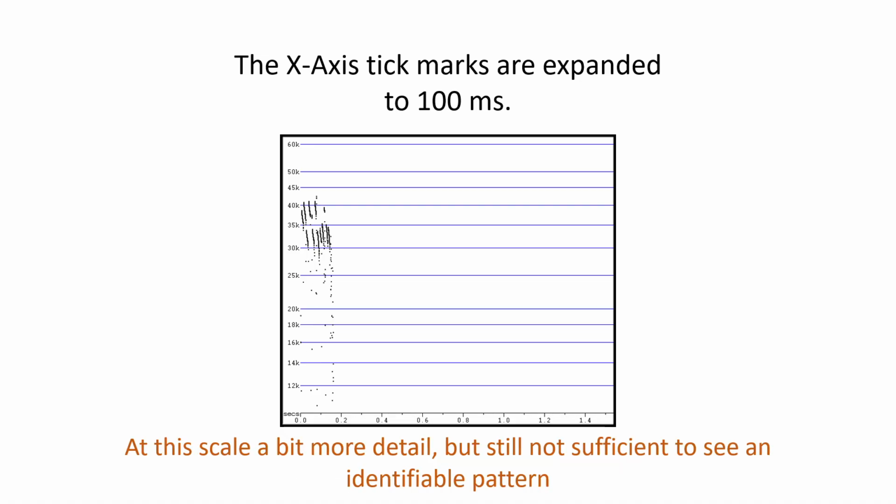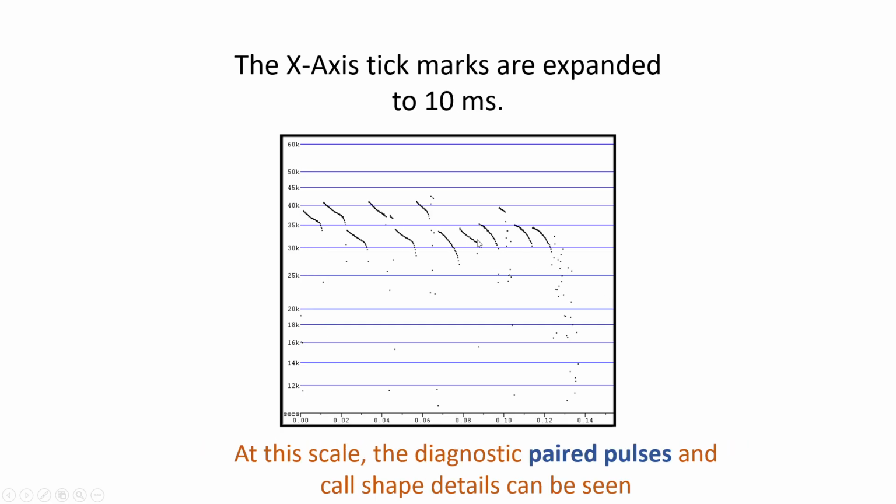Expanding it to 100 milliseconds expands it even more. At this scale, you can see some detail, but you still can't see enough for an identifiable pattern. Here, we've expanded it to 10 milliseconds. So each one of those is a millisecond or 10 milliseconds.